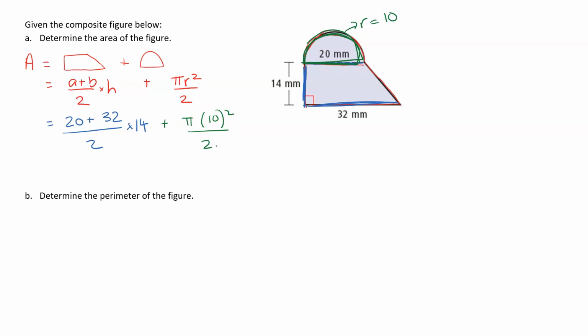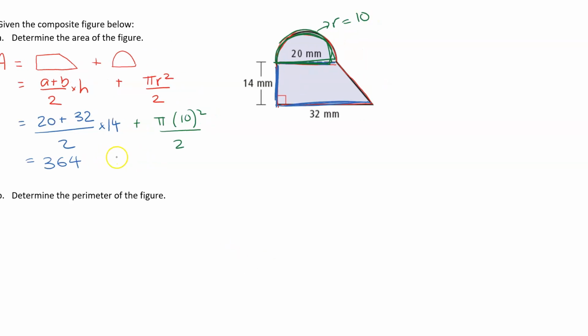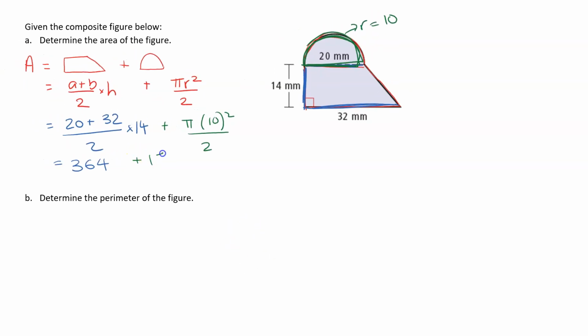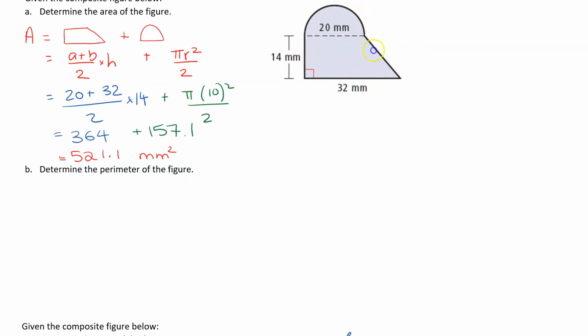Okay, and then you can just use your calculator to work out both of those numbers. I like to do it separately and then add them together. For the trapezoid, we get a total area of 364. And for the semicircle, we get 157.1 rounded to 1 decimal place. Adding those together, I get a total area of 521.1, and we're working in millimeters, so that would be millimeters squared. Okay, I'm just going to take away all of those markings so that I have a clean shape to work with to work out the perimeter of that figure.